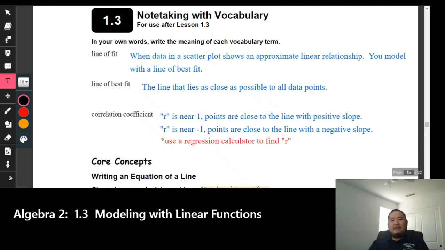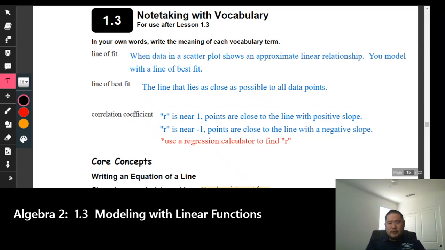So you don't actually have to do all the hard mathematics behind it, because you will just be using a calculator. And the state tests, oftentimes they do have you practice using a regression calculator, and I will show you how to do that using Desmos today.